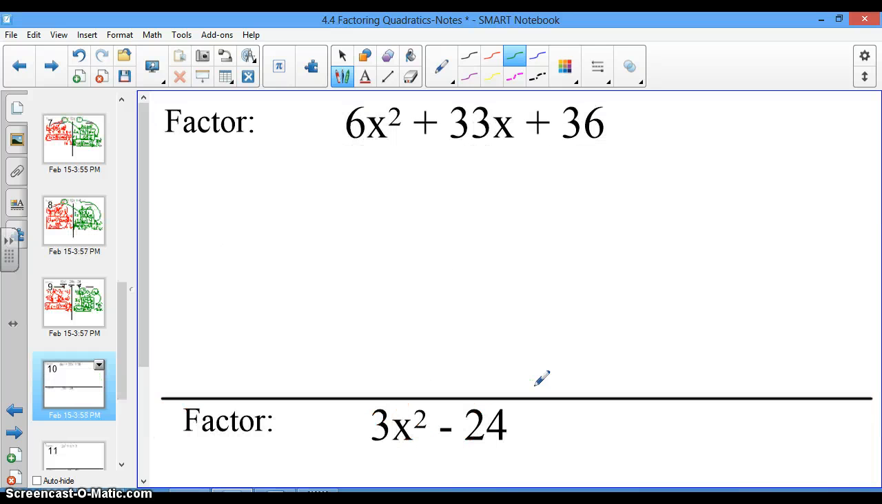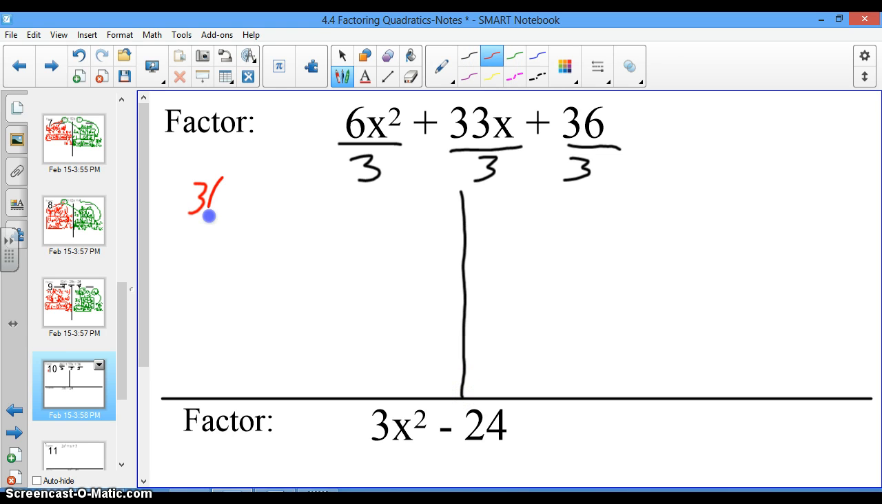Number 10, or the 10th slide here on the notes. I'm going to set it up. I'm going to divide each one by their GCF, which is a 3. So now Schrock method is going to be on the left. So I have 3 parentheses 2x squared plus 11x plus 12. I'm going to set up my two sets of parentheses.